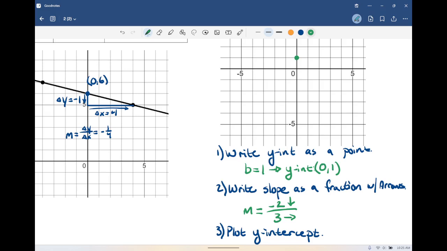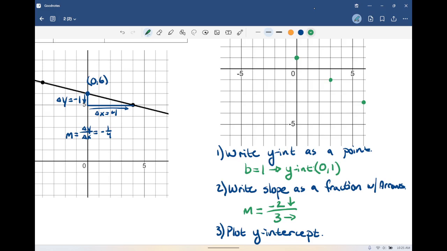Now, using slope from this point, I'm going to go down 2: 1, 2, and then to the right 3: 1, 2, 3. That's where my second point is. From my second point, I'm going to do the exact same thing. Down 2, to the right 3. There's my next point. The reason we put the arrows is so that it's super easy to see how we go from one point to the next.